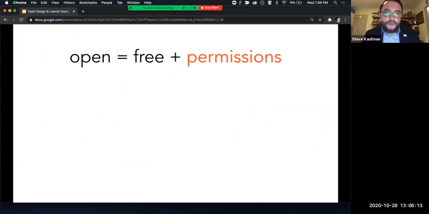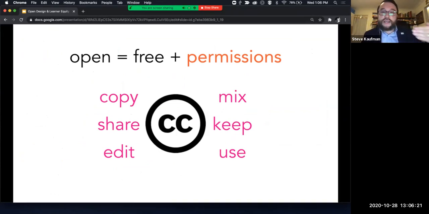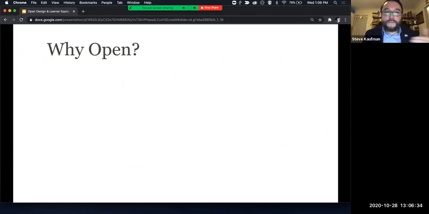It gives faculty members the control to do all of these things: copy, share, edit, mix, keep, use, whatever it happens to be. And Creative Commons is a license that sits on top of that. This presentation, I want you to rip it apart, put it back together. It's all CC BY, meaning all you have to do is say where you got it from, and it's yours, my gift to you.